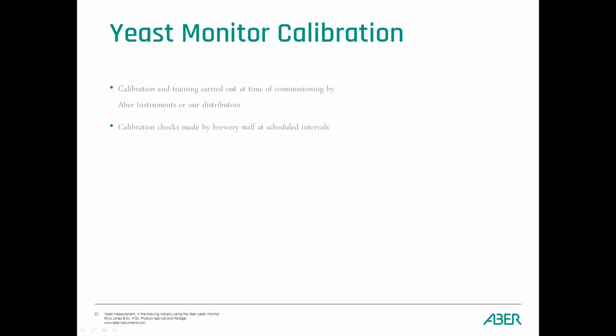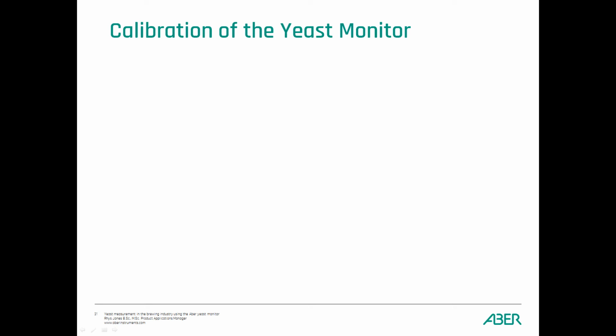The calibration and training is typically carried out at the time of commissioning by an ABBA Instruments representative. Then subsequent calibration checks can be made by the brewery staff at scheduled intervals. Each yeast strain requires an independent calibration, which only needs to be carried out once per strain, though each strain's calibration can be refined and improved post-calibration by the brewery staff. The calibration of the ABBA yeast monitor consists of 4 parts, if working with cells per mil, or 3 parts if working with percent spun solids.